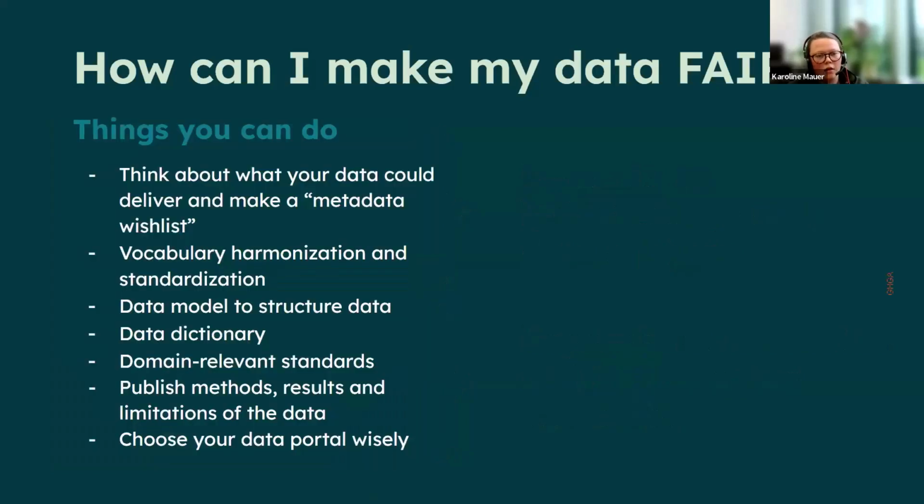Things you can do: think about what your data can deliver and make a metadata wish list. You should definitely harmonize and standardize vocabulary, and if necessary, use a data model to structure your data. You should have a data dictionary so that after years of data collection and analysis, you know what you collected in the first place. You should have domain-relevant standards. You should publish the methods, results, and limitations of the data. And you should definitely choose your data portal wisely. I have an example in the next slide.